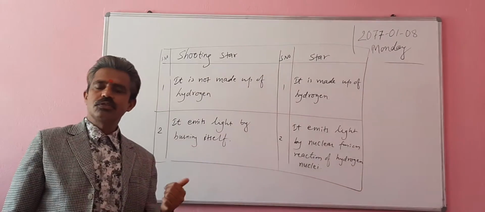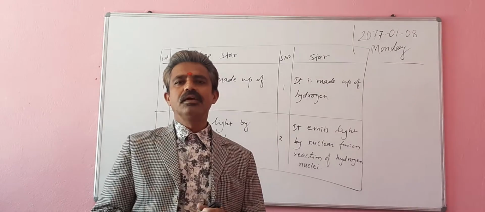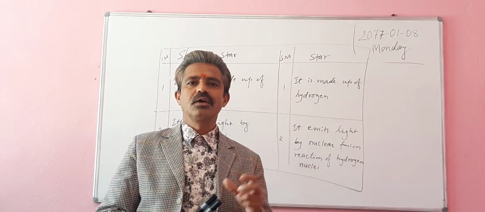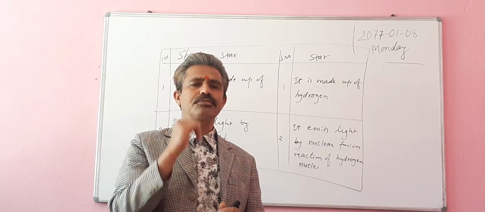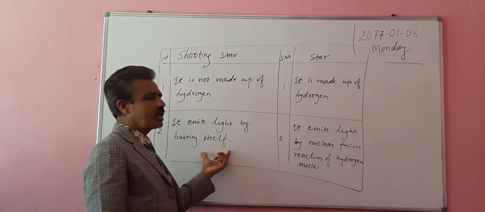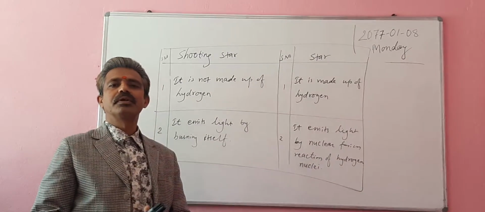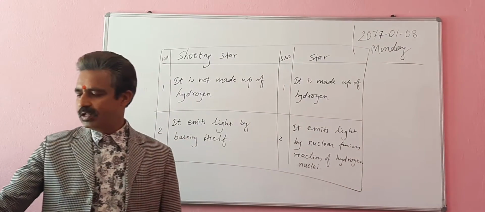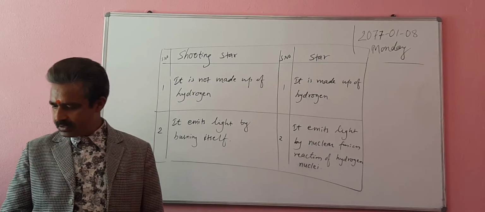So, students, do you know what is the other name of shooting star? Other name of shooting star is falling star or meteor. So we can write next difference. The age of shooting star is very short. The age of star is very, very long. They can live for very long time. Okay, students. Now let's discuss next question.